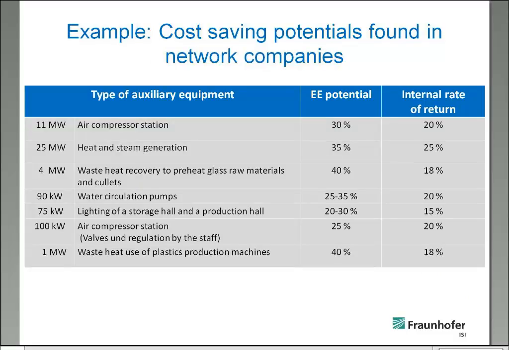Now here is an example of cost-saving potentials found in company networks. Here you see, for example, the type of auxiliary equipment that was considered with some technical characterization. This is the potential, and typically you see that the potential was in the range of 20 to more than 30% savings across these different types of applications. And also, very interestingly, the internal rate of return is quite interesting here, around 20% for most of these applications.